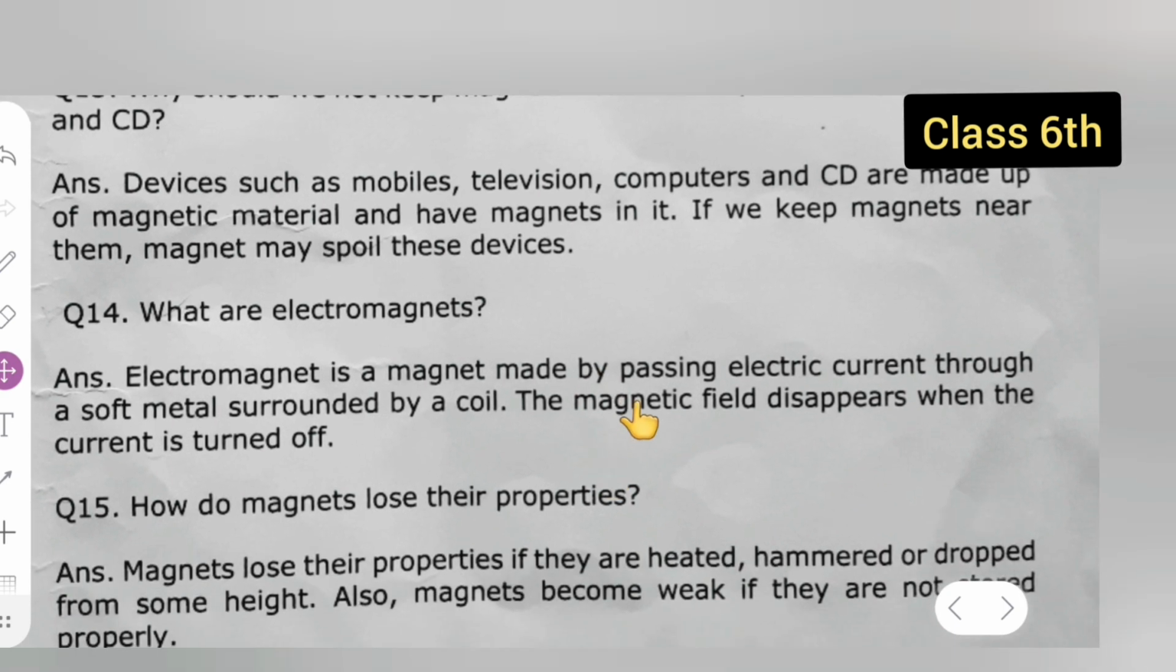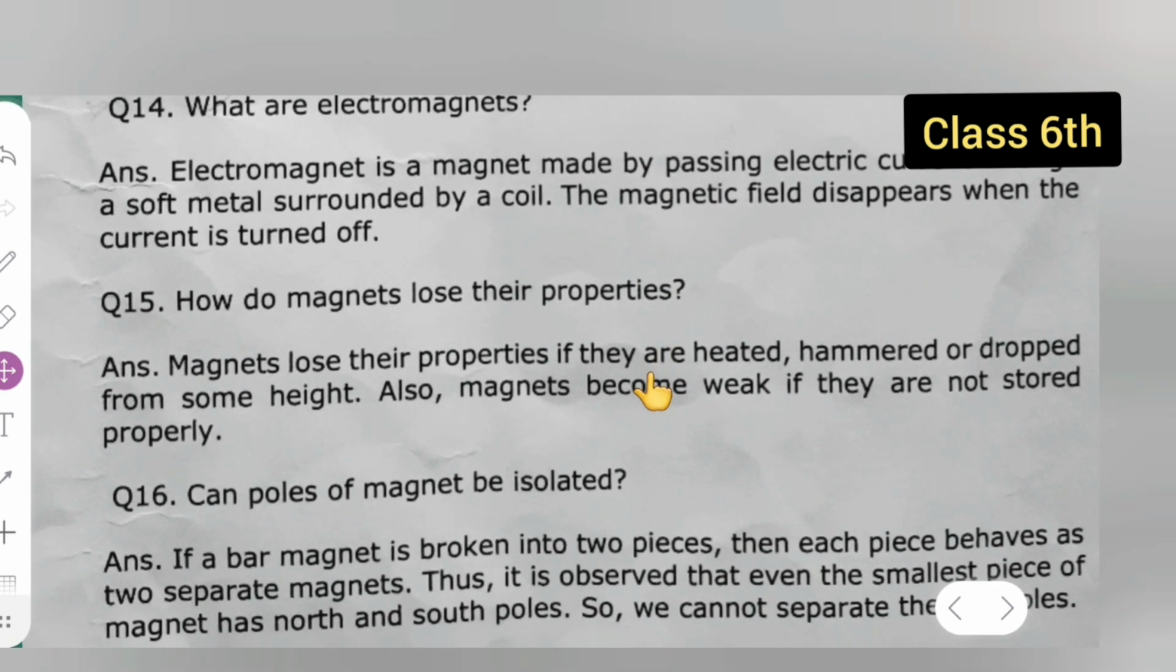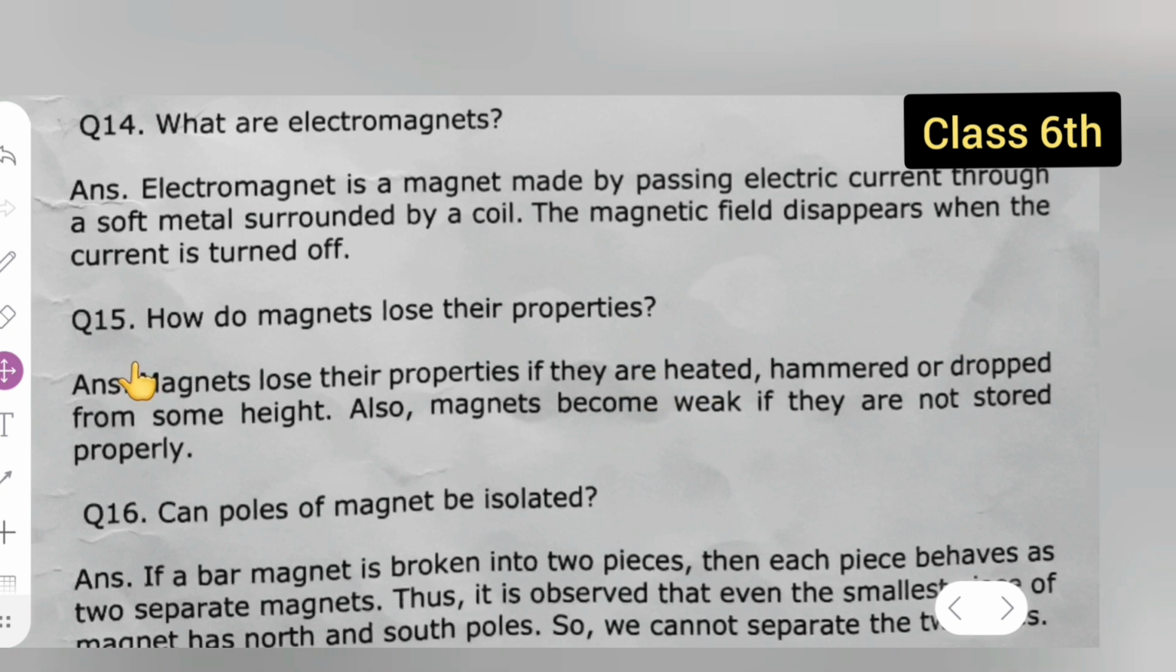Next question is question number 15. Let us see. How do magnets lose their properties? Magnets lose their properties if they are heated, hammered or dropped from some height. Also, magnets become weak if they are not stored properly.